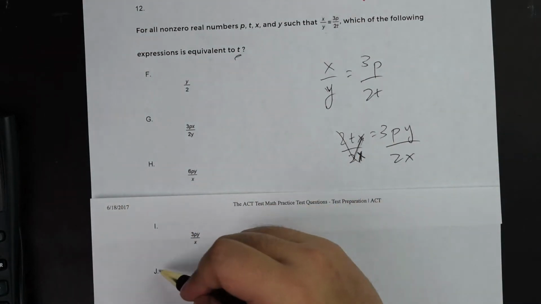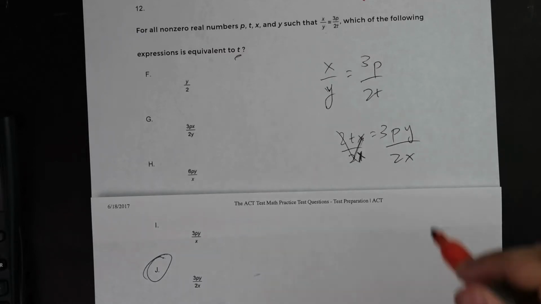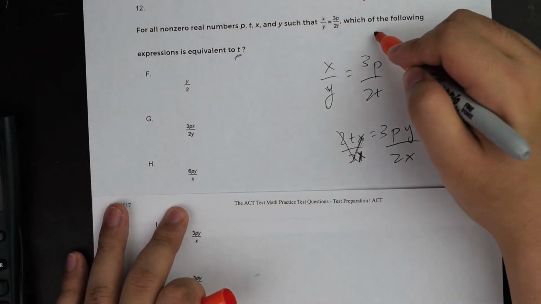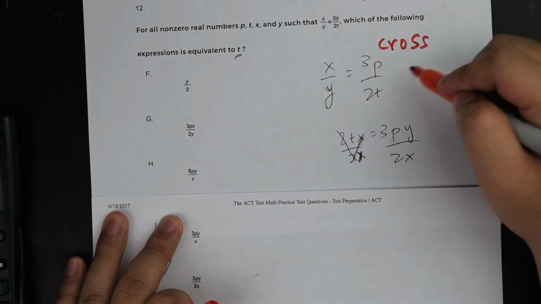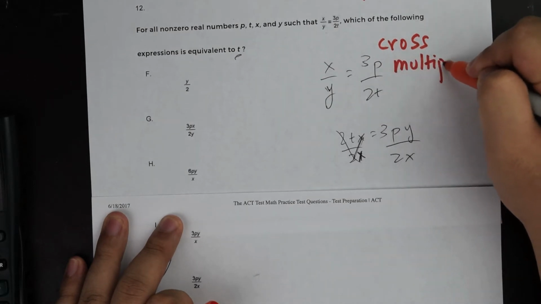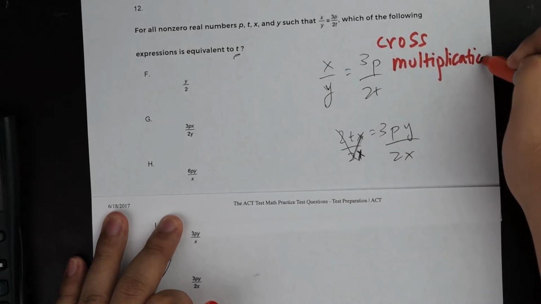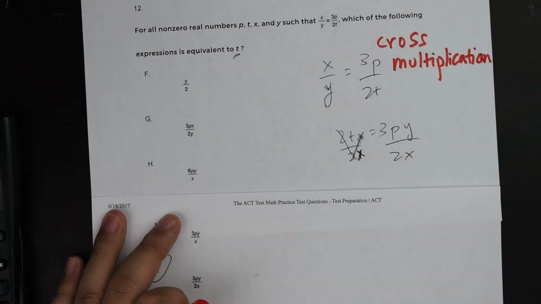3py. Okay, so for number 12, my final answer is going to be J, 3py over 2x. For this question, the concept you mainly need to know is what people call cross multiplication. I've heard other terms, but the most common one I've heard is cross multiplication. I've heard some students call it the butterfly method. That's fine too. There are a lot of different names for this method.